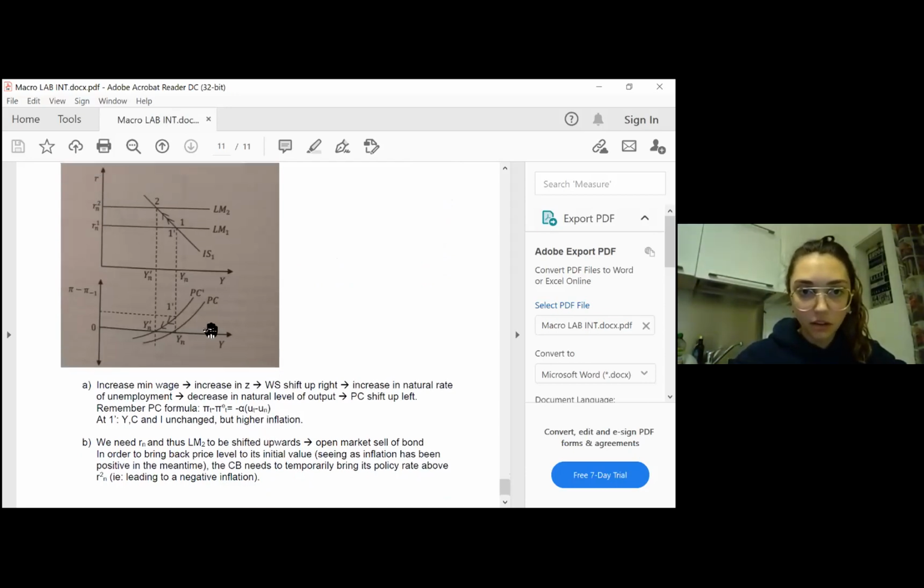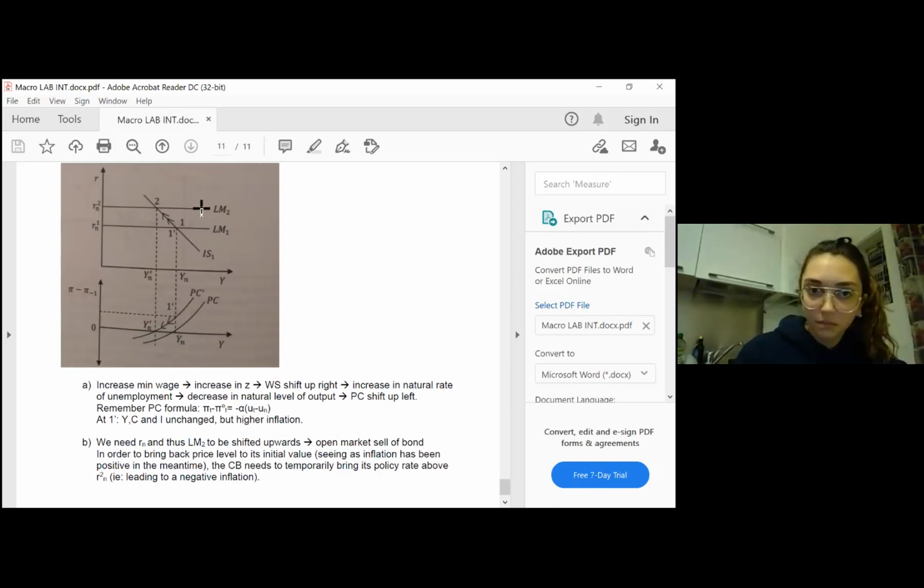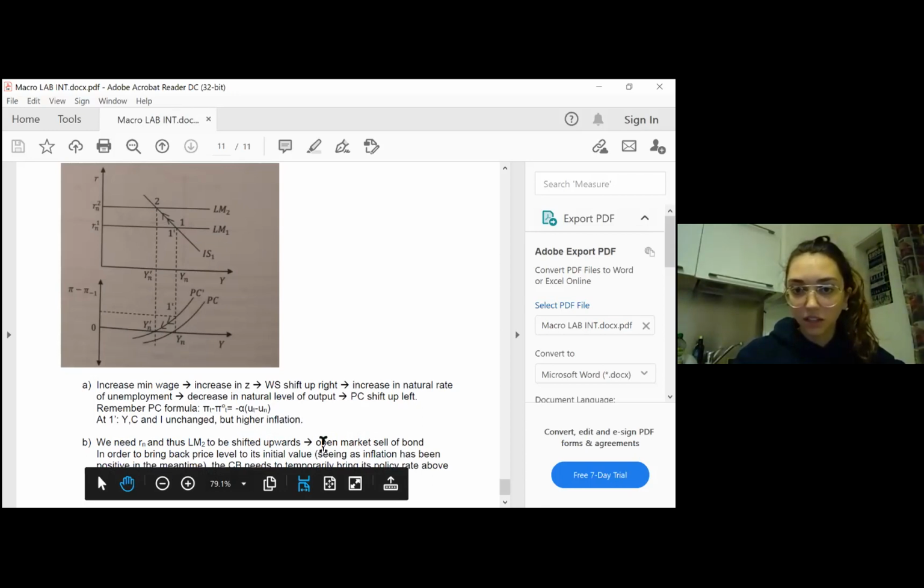So here you want the PC to cross Y back at 0, okay? So we need R and thus LM to be shifted upwards, okay? And having this new LM2, because by shifting LM1 to LM2, the new level of Y, of output, is finally going to be at its natural level and thus going to cross at 0. So this is what they want to do. And what does that imply? That implies an open market sell.